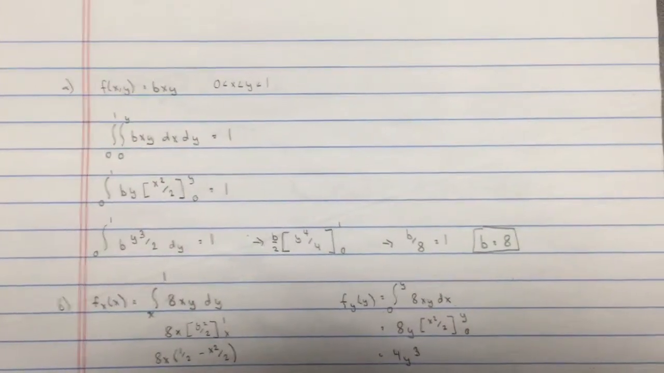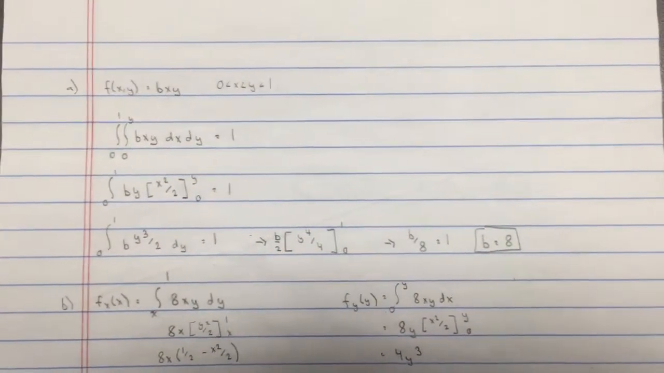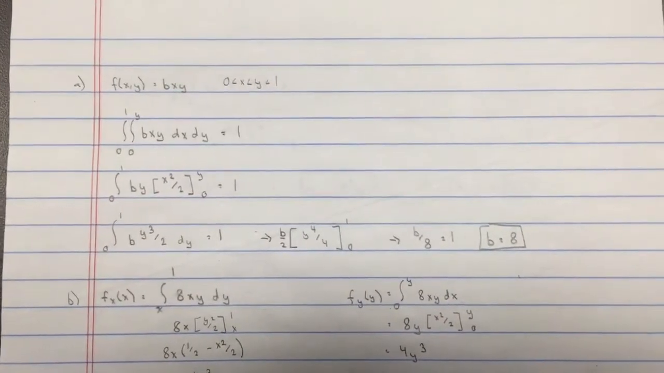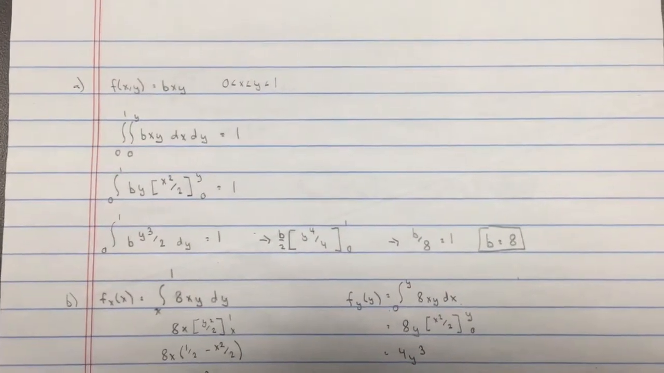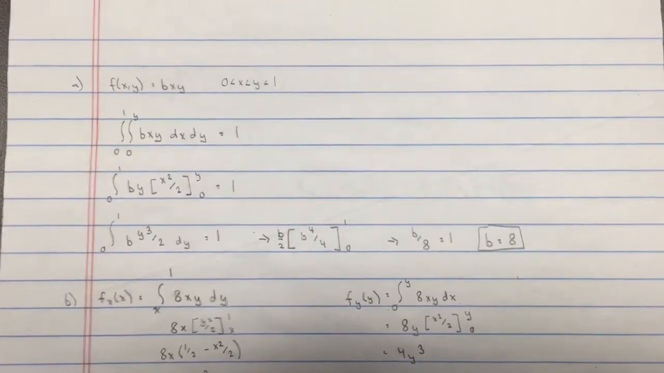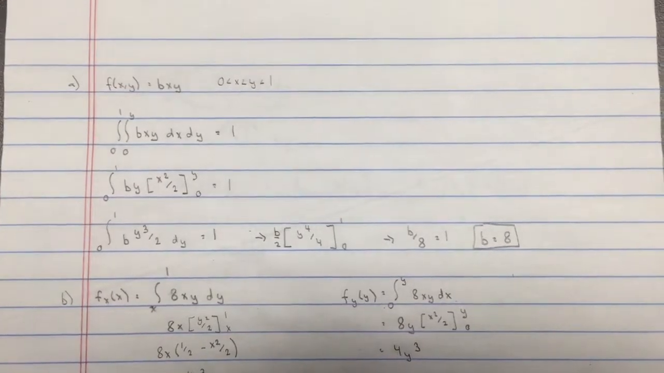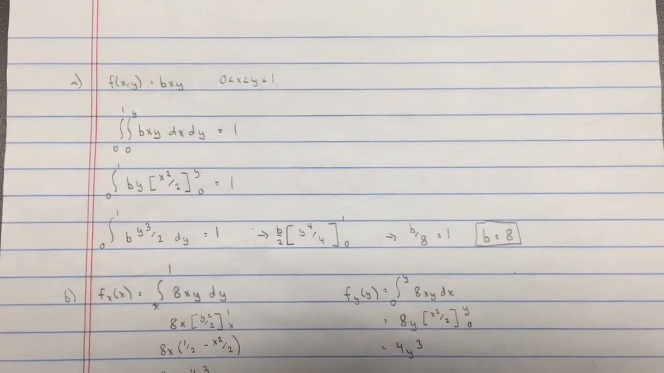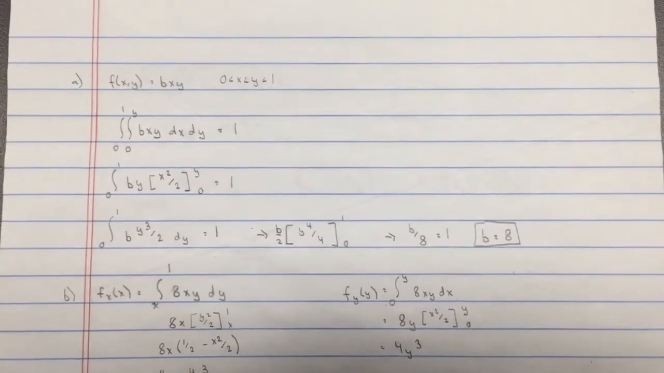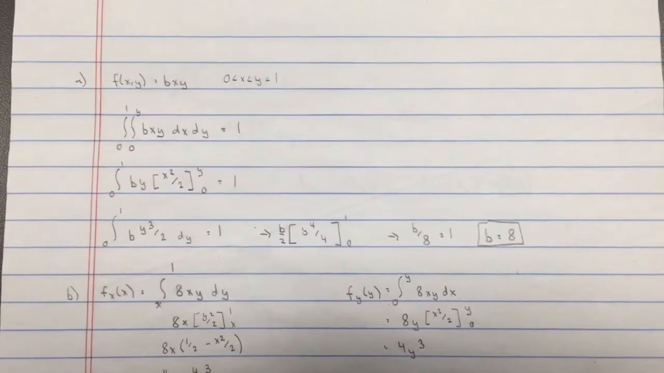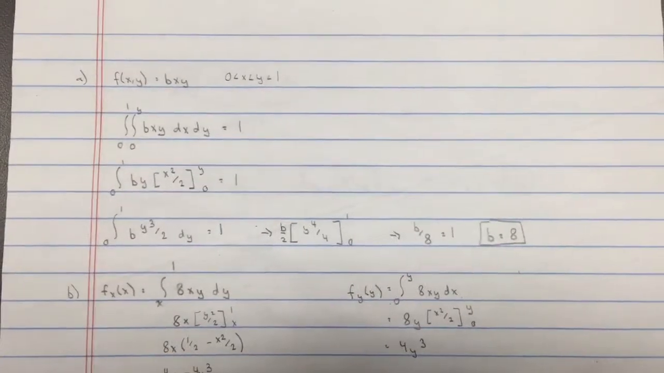Okay, so this is homework 6, problem 1. We're given that the joint density function of x and y is equal to bxy for 0 < x < y < 1, and 0 otherwise. For part A, we're asked to find b such that this joint density function is valid.